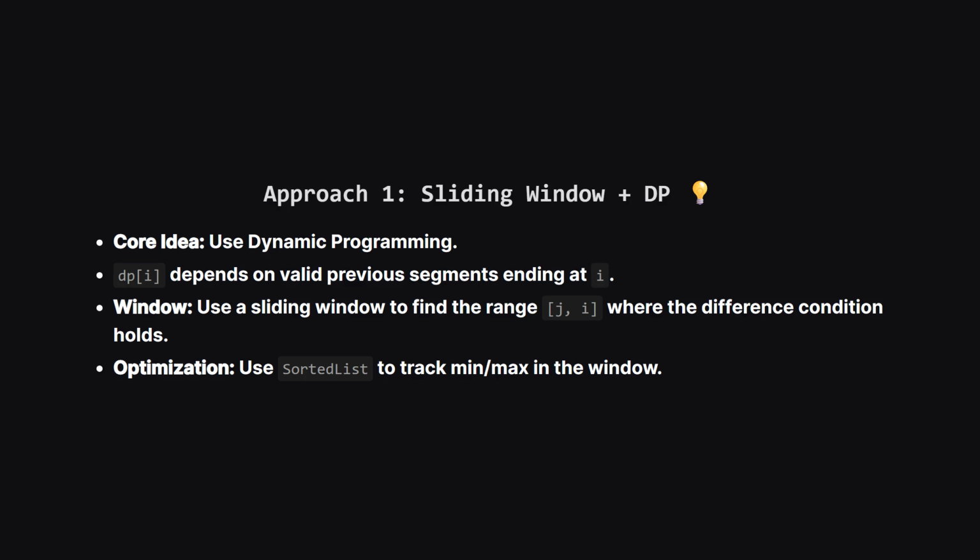Let's start with the first approach, which combines sliding window and dynamic programming. The intuition here is that if we want to know how many ways we can partition the array up to index i, we just need to look back. We ask, where could the last segment have started? If a segment starting at j and ending at i is valid, then we can add all the ways we partitioned the array before j. To manage the max and min values efficiently as we stretch our window, we can use a sorted list.